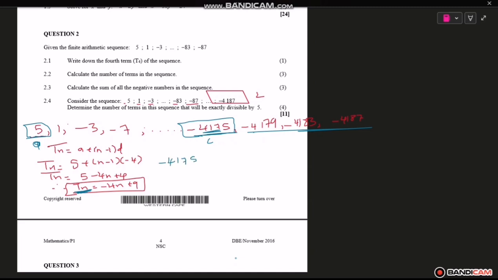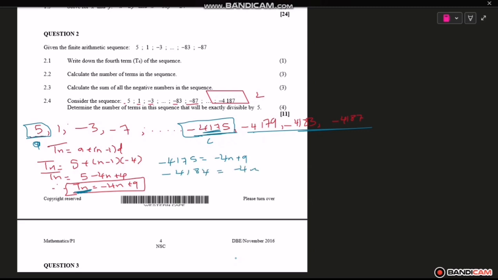So we'll say negative 4175 equals negative 4n plus 9. Therefore, we solve for n by transposing 9 to the left. Therefore, it will be negative 4175 minus 9. Let me just try to use my calculator here. I don't have my calculator here, but let me just get the calculator on my phone. Okay, negative 4184 equals negative 4n.